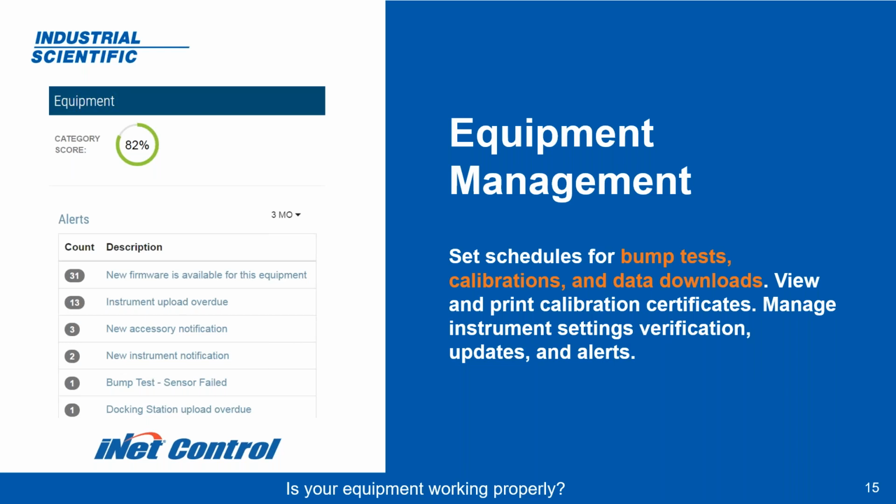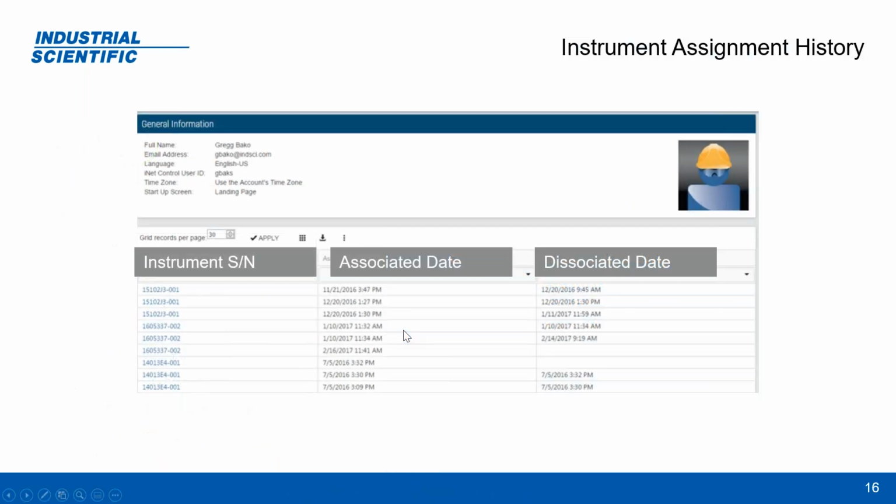Well, there's a good chance that if there's new firmware available for the equipment, there's something on it today that is not working quite right, something that's not working exactly the way it's expected to. Otherwise, there probably wouldn't be new firmware available for it, and something that should be updated. And certainly knowing when a sensor has failed in a bump test, or when uploads are overdue and instruments just are not being docked and maintained. All things that you need to know and understand in your program.